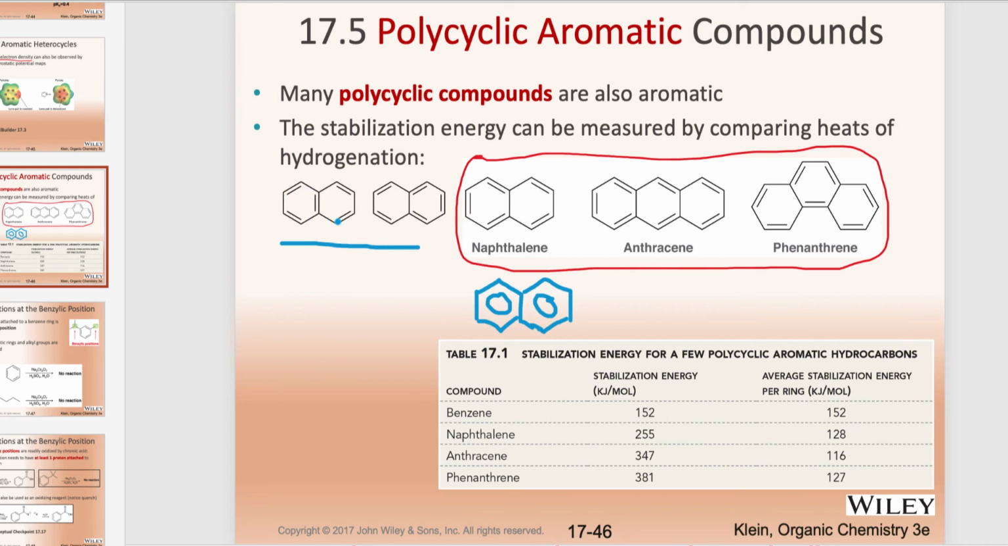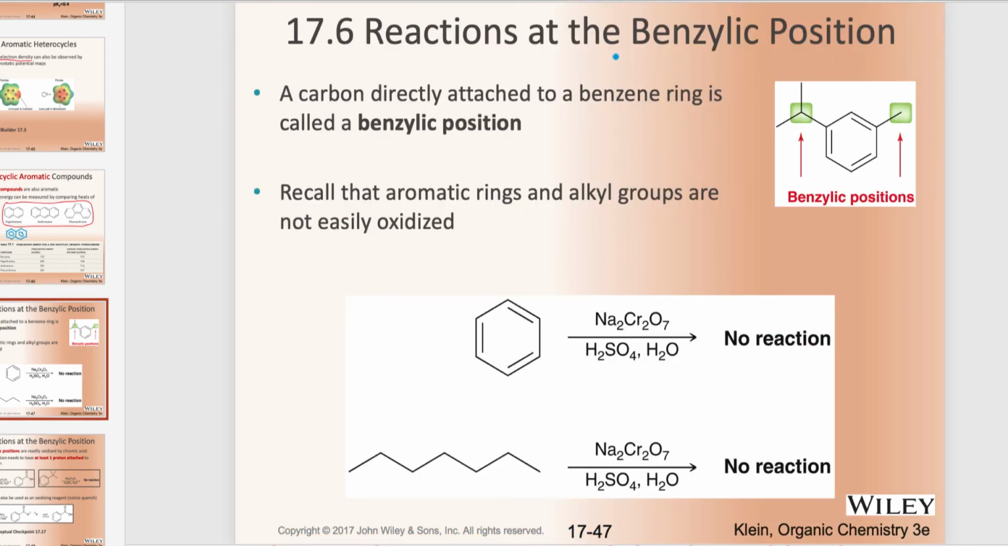We'll now segue into another portion, 17.8, which discusses the reactions at the benzylic position. This is basically a review of what you have learned before. We have often discussed stability of intermediates, cations, anions, radicals. You've learned about methyl, primary, secondary, and tertiary carbocation stability, for example. You've also learned about the allylic position, and here now we have the benzylic position in these aromatic compounds.